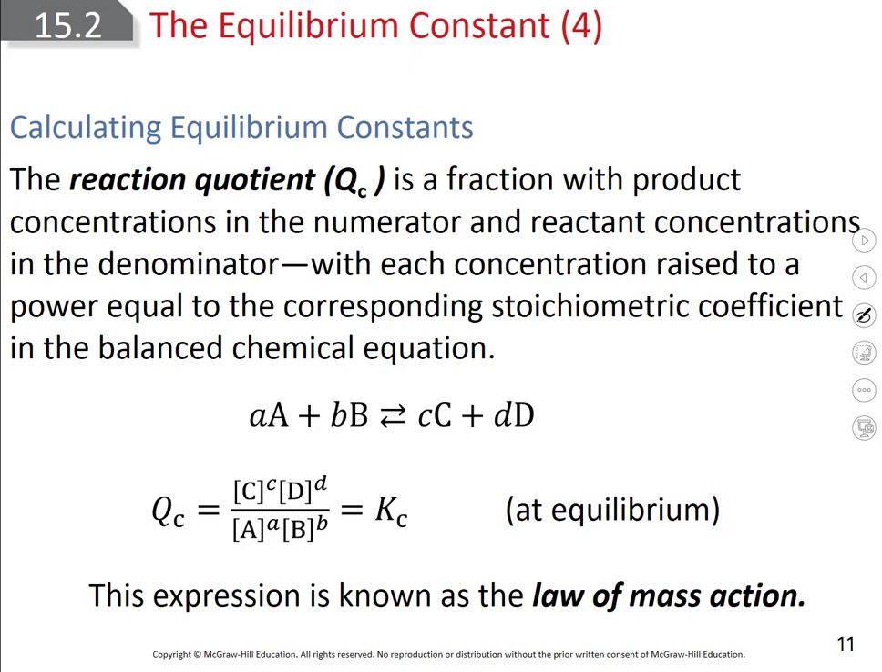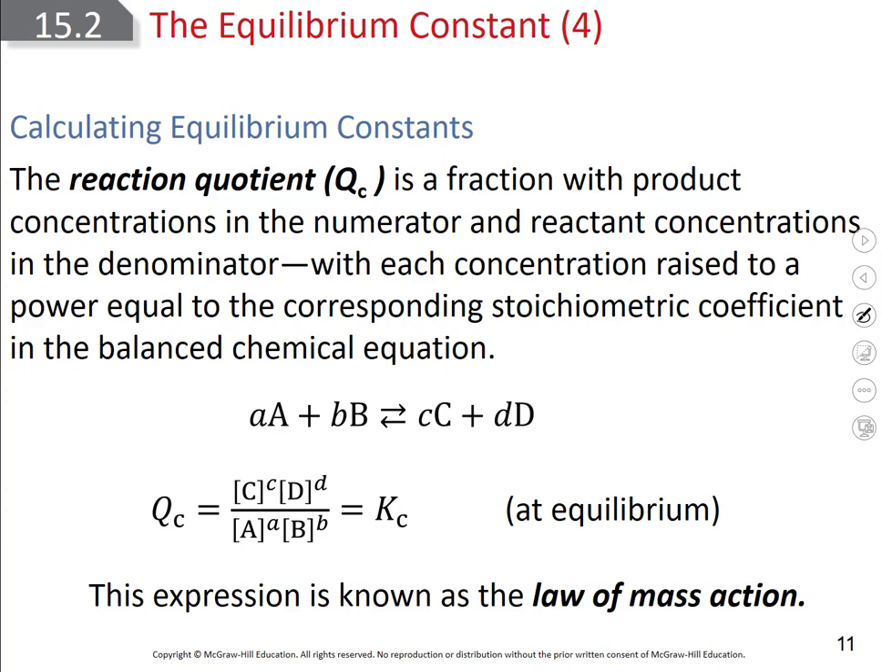Reaction quotient, Q. Reaction quotient is calculated the exact same way as the equilibrium constant. It's still concentration of products over concentration of reactants. The difference is it does not necessarily have to be at equilibrium. It can be at any point during the reaction. It can be the beginning of the reaction.